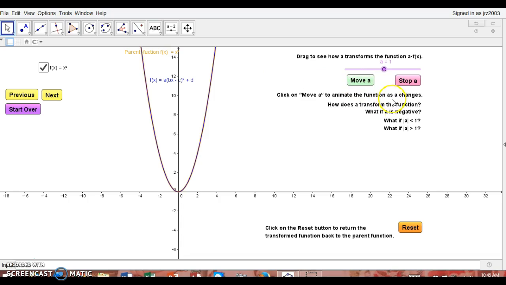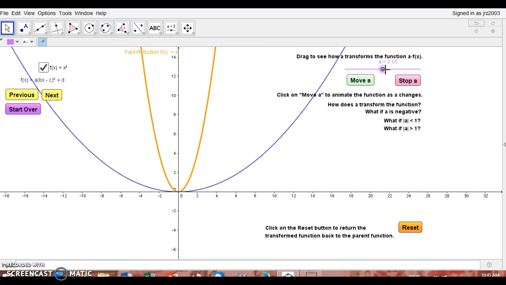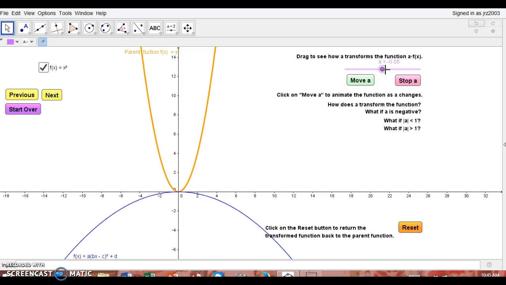What if the absolute value of A is less than 1? So we can move this. So when A is less than 1, or in between 0 and 1, it spreads the parabola out. It becomes wider. It moves towards the x-axis. And if it's negative, and in between 0 and -1, it is also wider, but it's flipped upside down as well.